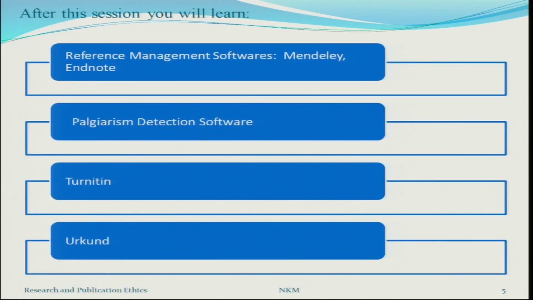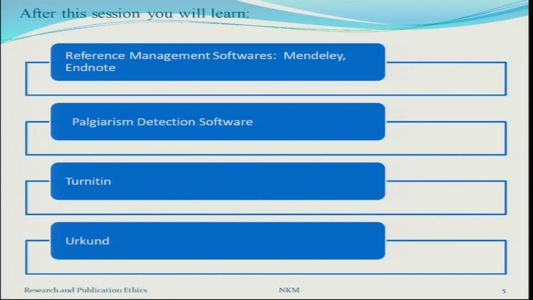After this session, learners will understand some other reference management software like Mendeley and EndNote. I will also take a recap of Zotero, so that learners can grasp Zotero, Mendeley and EndNote and can use these software services in order to write theses or papers. Learners will also understand plagiarism detection software. Here we will discuss two detection software, Turnitin and Urkund.